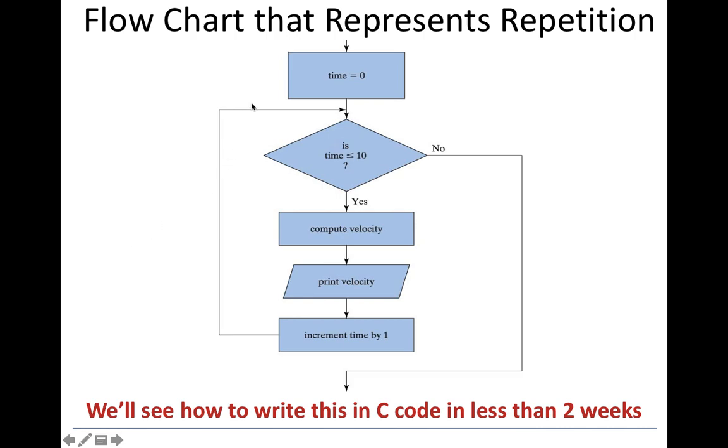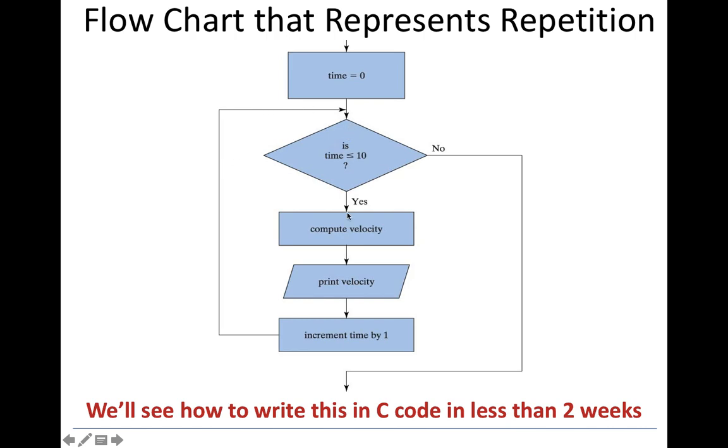In this case, this is a repetition structure. Okay. So is time less than or equal to 0? If it's yes, compute velocity, print velocity, increment time. Is less than or equal to 10. Increment time. So if time was 0, increment time, it will become 1. And then how do you go? Do I exit here? No, there's no connection to the end. It's connected back to the condition.